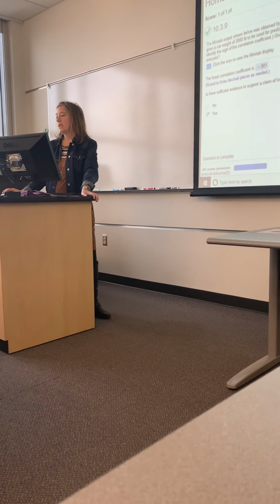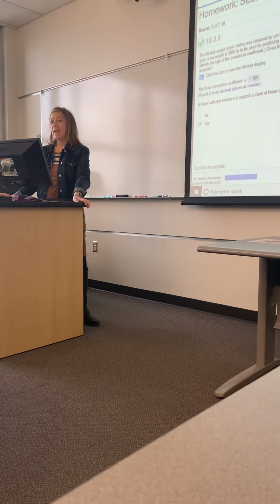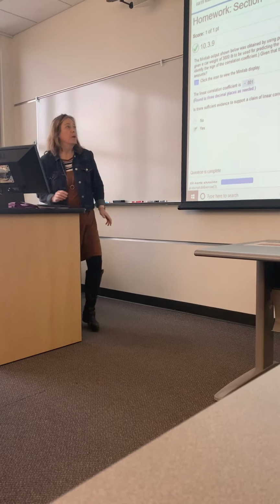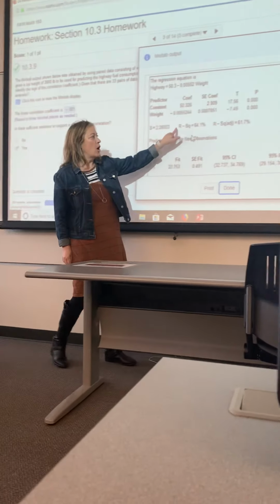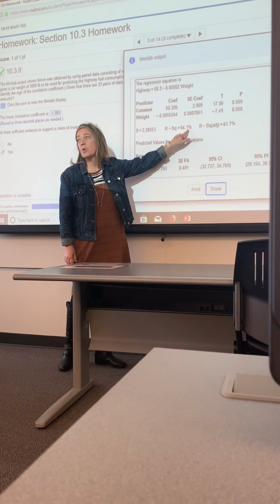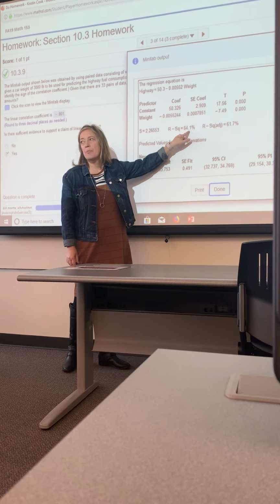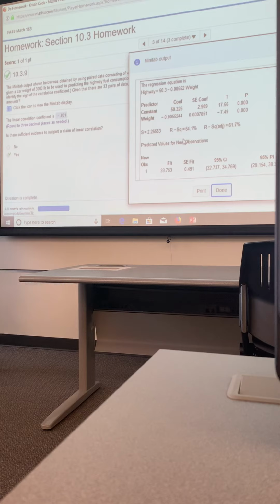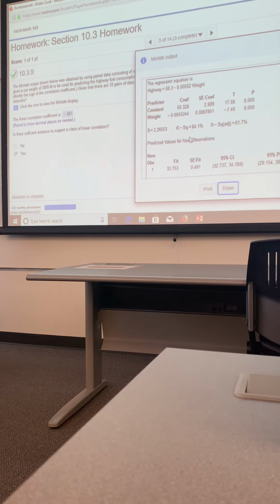Correlation coefficient. It has a direct relationship with that and r squared. So what you're going to look at is this r squared value. Notice this is 64.1%. So you have to change that percent to a decimal. So changing it to a decimal, we get the following then.